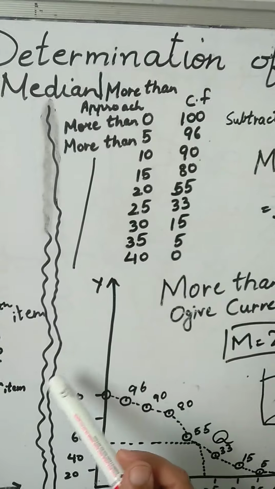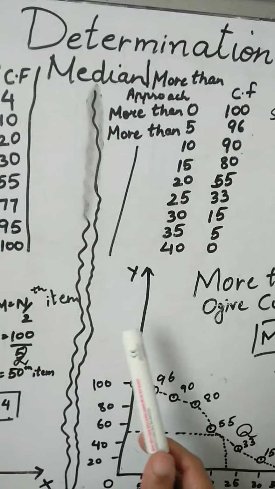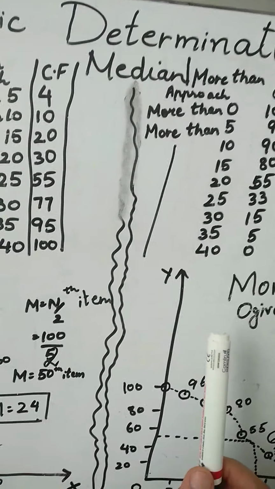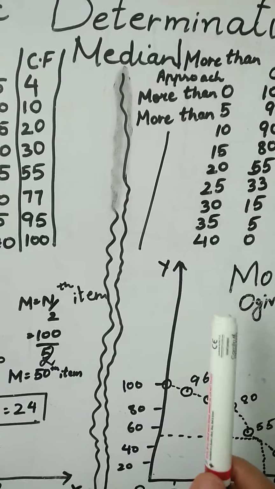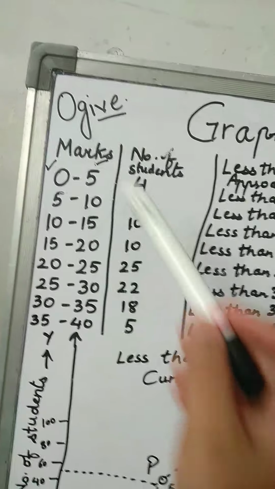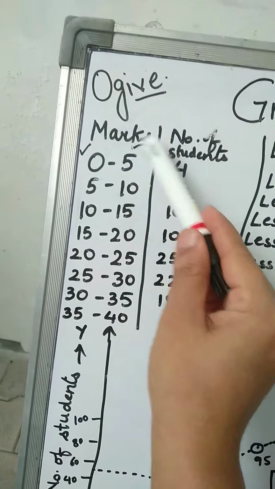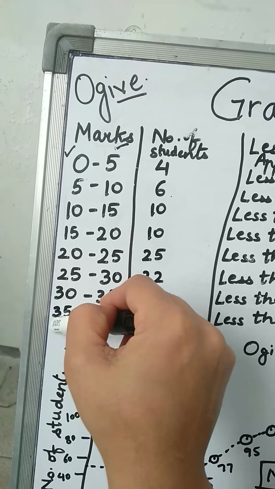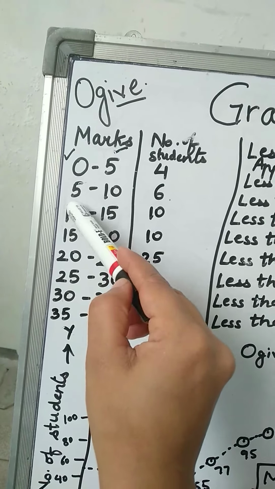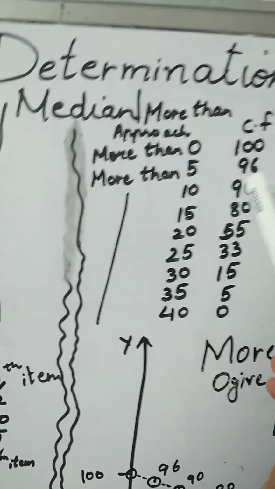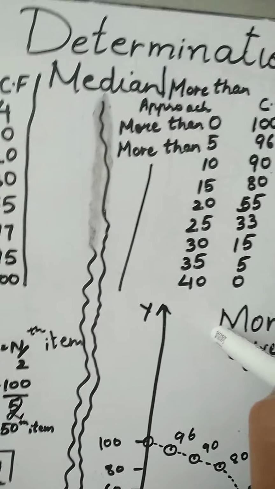Now I'm going to consider the more than ogive approach. In the more than ogive approach, again we are going to convert the data into more than ogive. In the less than ogive we were considering the upper limit. In more than we will be considering the lower limit. So how can we write this? More than 0, more than 5, more than 10. Like this we can write till more than 40.